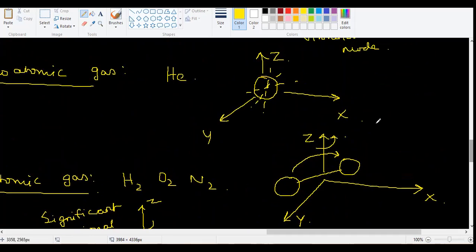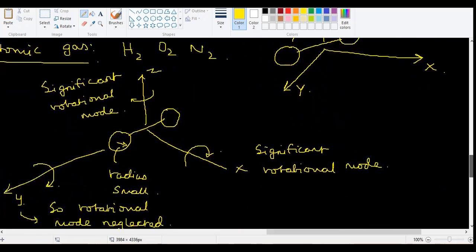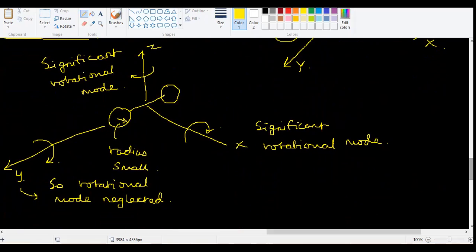What did I say about the monoatomic gas? In every direction, you see the radius is going to be smaller, which means all the rotational modes are neglected. Okay. I'm just trying to go a little bit slow. You have to understand these concepts very well. Only then you will understand why it is neglected. Okay.